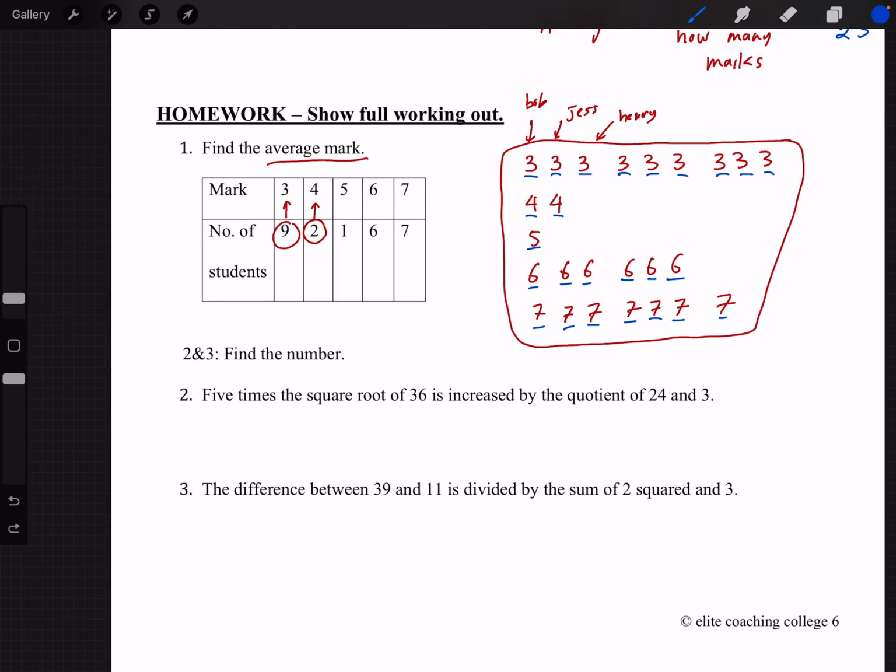Now the faster way would be, you can see here that there are how many lots of 3s? There are 6 lots of 3s. And here you got 2 lots of 4, 1 lot of 5, 6 lots of 6, and 7 lots of 7. If we multiply all of them together, we're going to get how much? You got 18, you got 8, you're going to get 5, 36, and 49. And you add them together, what is this?